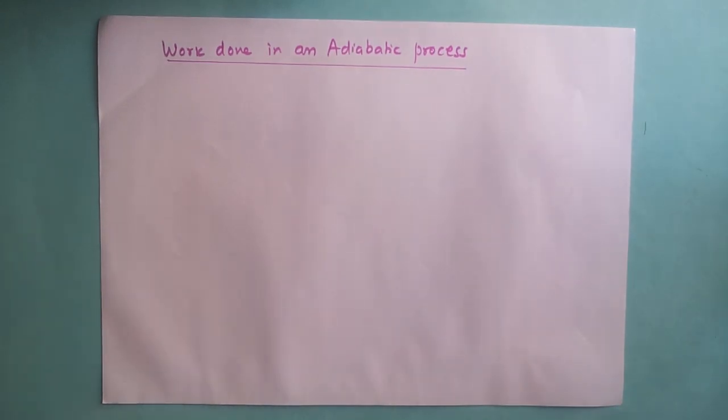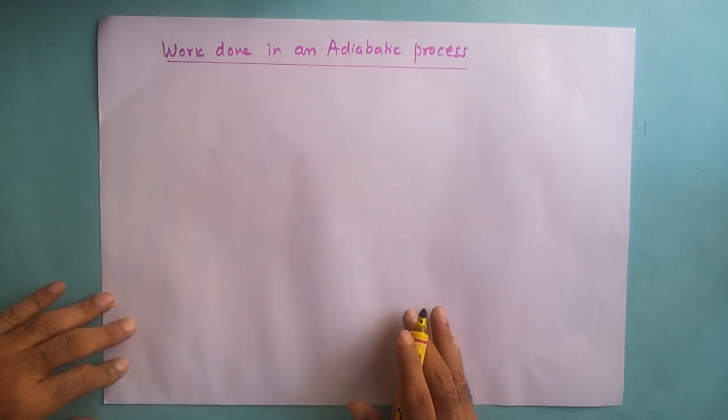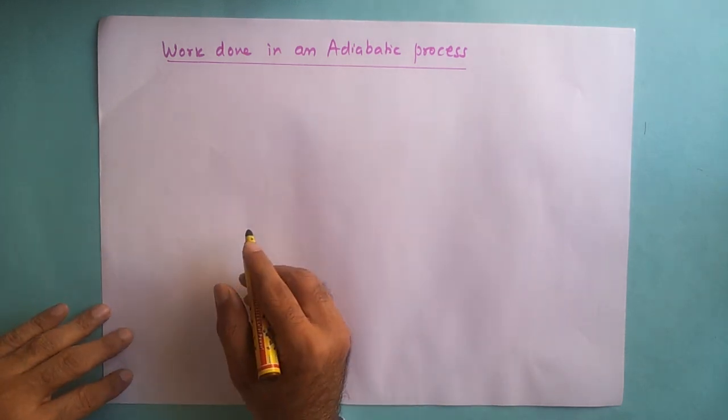So after discussing work done in an isothermal process, here we will discuss work done in an adiabatic process. I have already given you an introduction to adiabatic process when we looked at various thermodynamic processes, and maybe I'll quickly revise what we discussed over there so that we're able to build connections as we go along in this video. So work done in an adiabatic process.